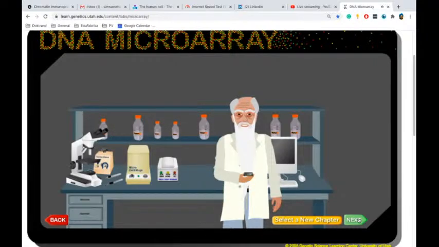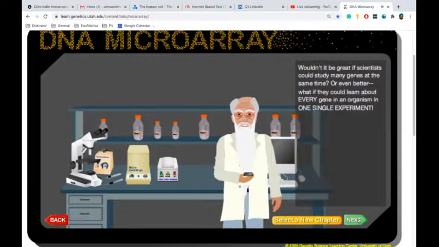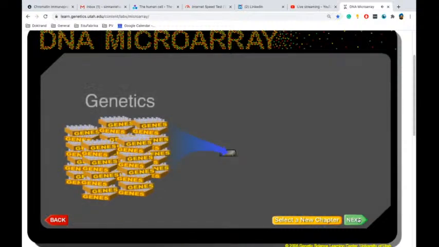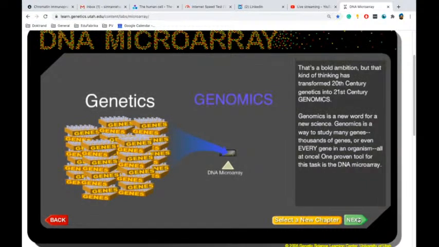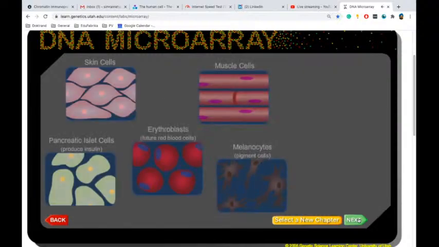So that's why the microarray came. Wouldn't it be great if scientists could study many genes at the same time, or even better, learn about every gene in a single experiment? That's a bold ambition, but this kind of thinking transformed the 20th century and into the 21st century of genomics. Genomics is a way to study thousands of genes, or even every gene in an organism, all at once. This task is done using a DNA microarray.